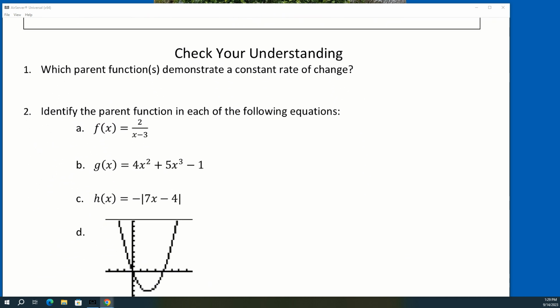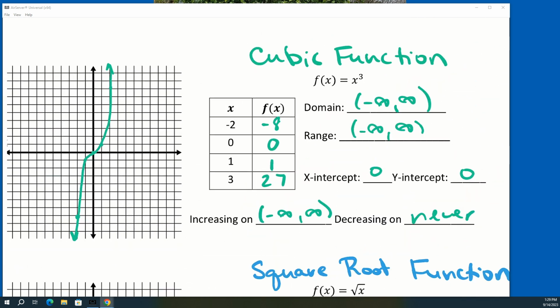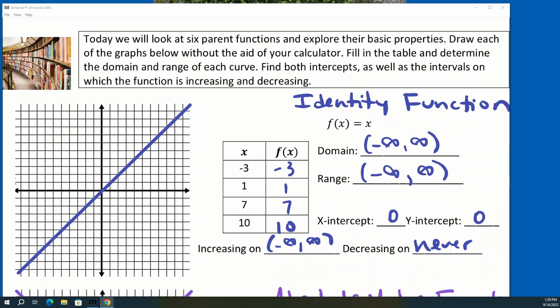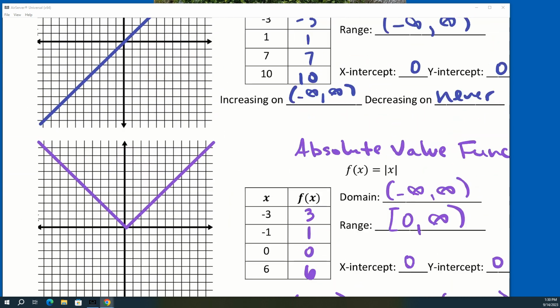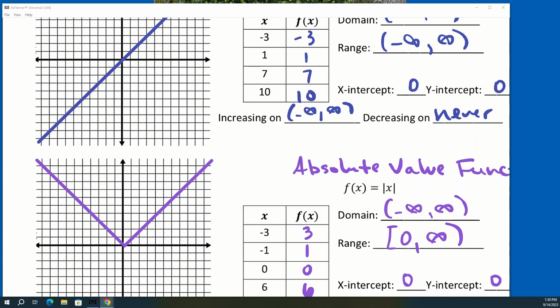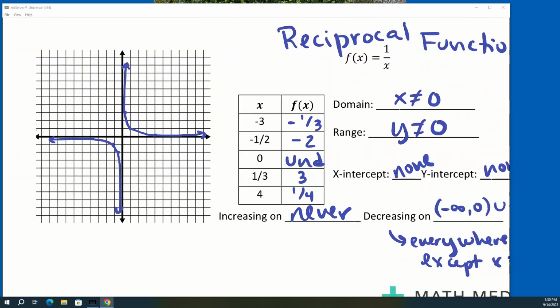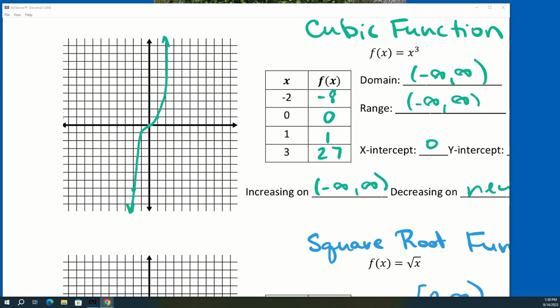All right, so there's 2 parent functions that we talked about yesterday that demonstrate a constant rate of change, which means they're not curvy, they're straight. What do you think? Which 2 have a constant rate of change? The first one? Yeah. Yeah, identity and absolute value. Now, the absolute value, there's a constant rate of change, and then it changes to a different constant rate of change. But yeah, those are the 2.